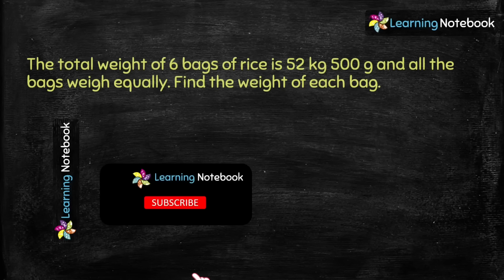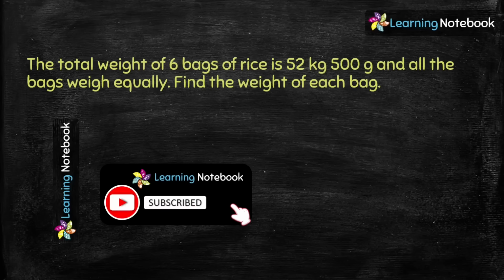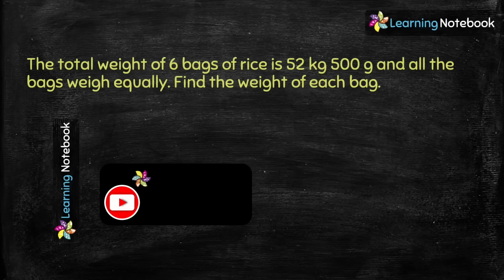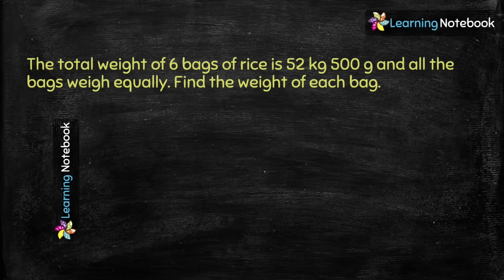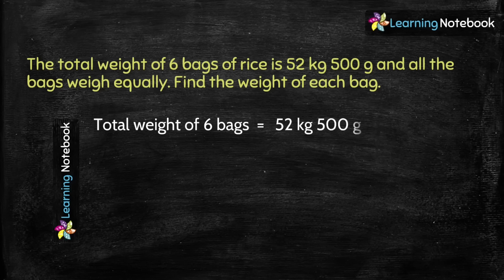Let's do one more word problem. The total weight of 6 bags of rice is 52 kilogram 500 gram and all the bags weigh equally. Find the weight of each bag. So here we are given with weight of 6 bags of rice and we have to find the weight of one bag. So it means we have to do division in this word problem.